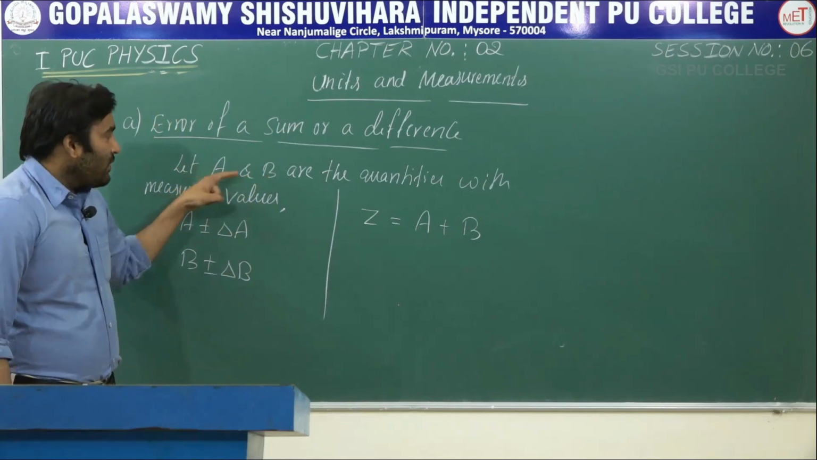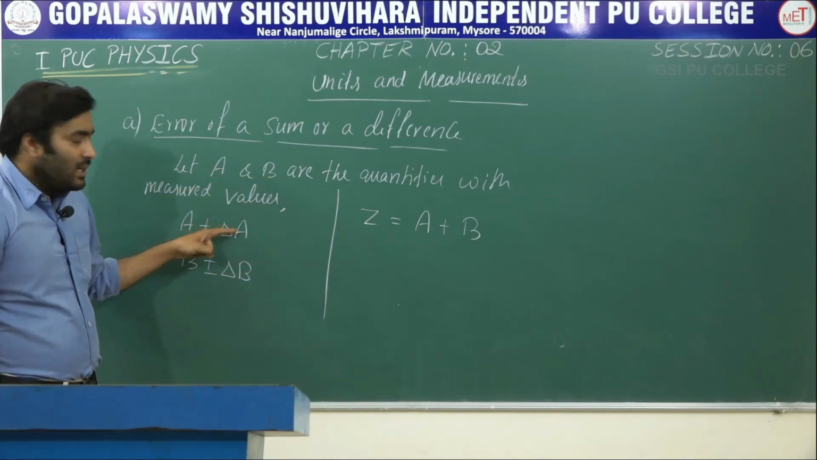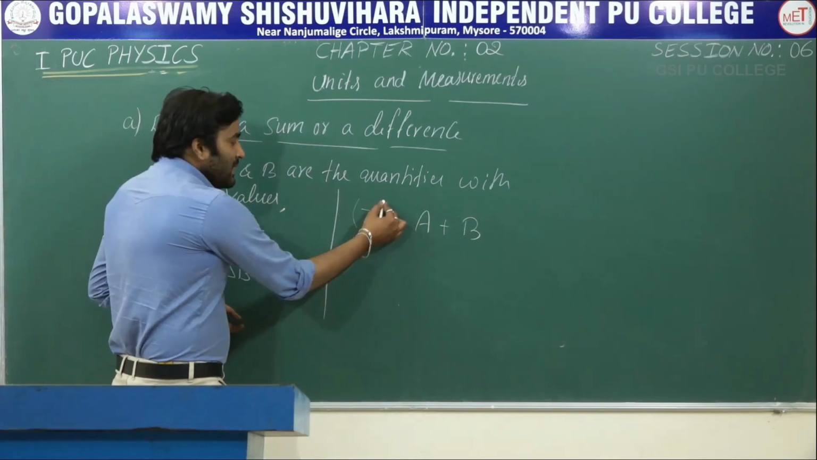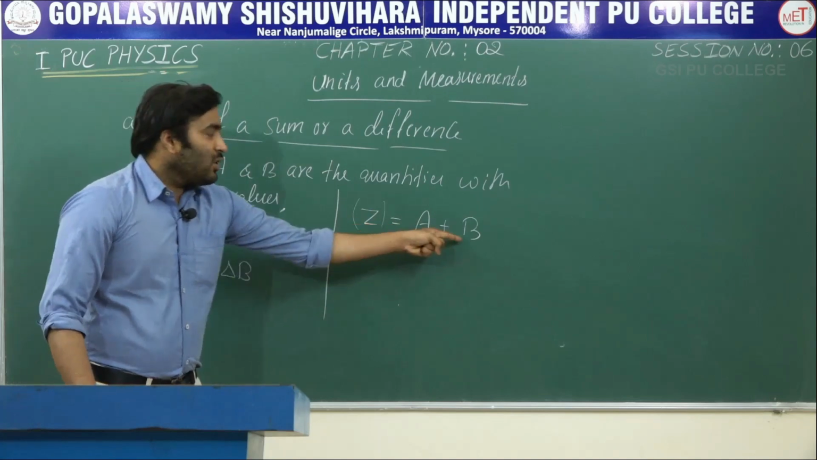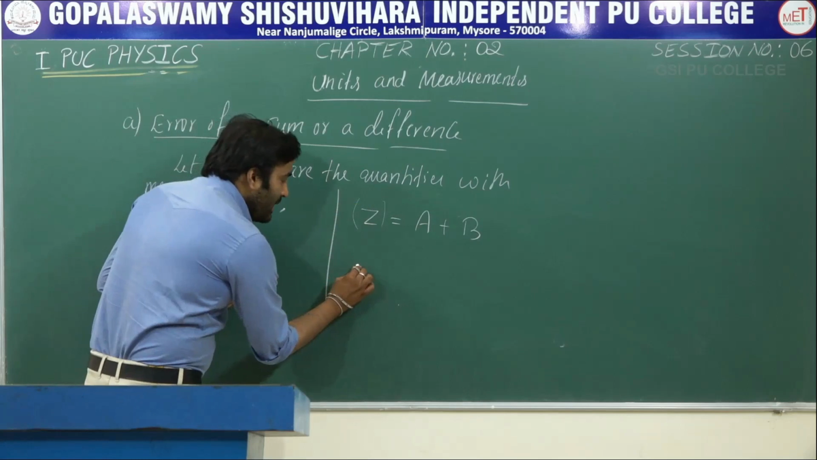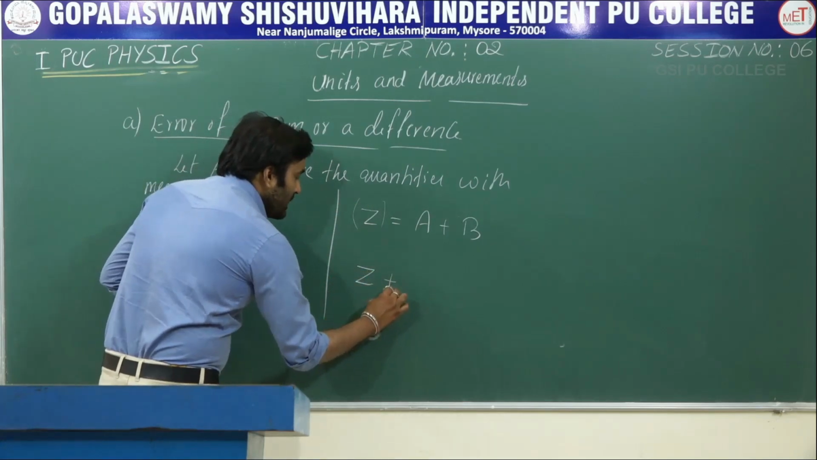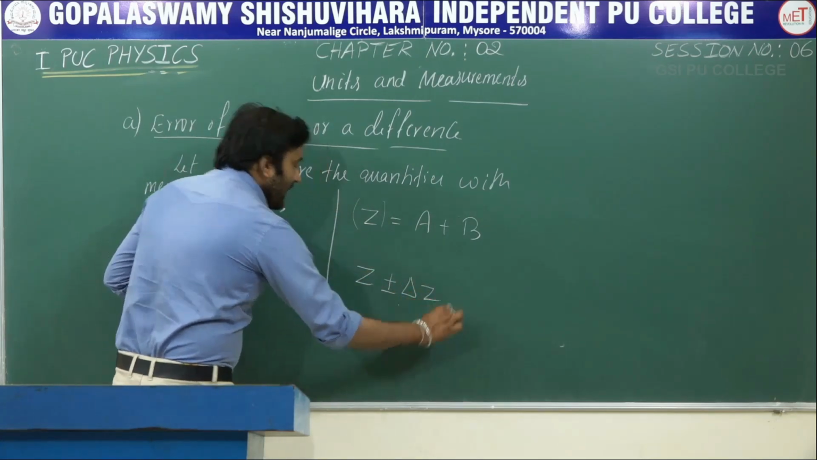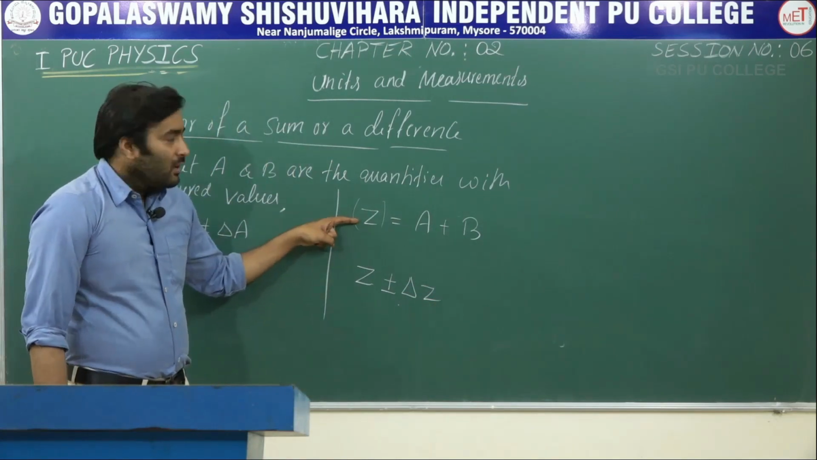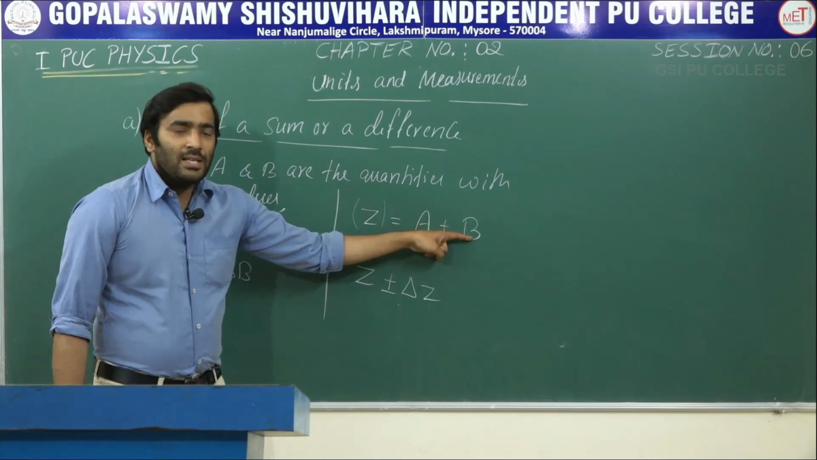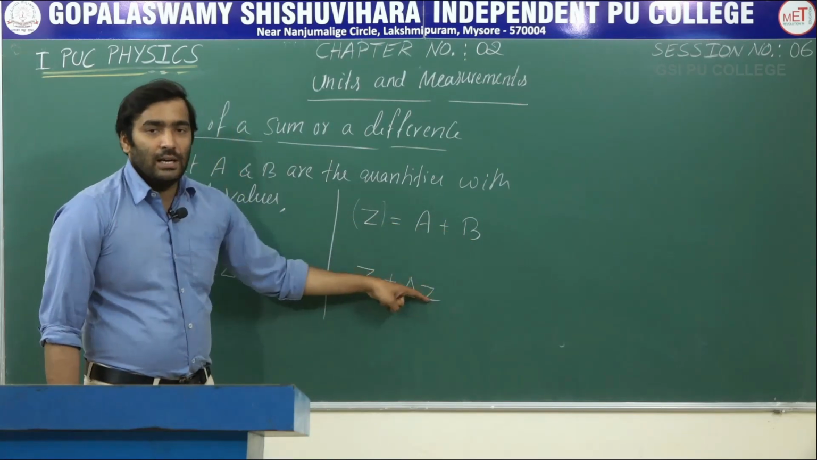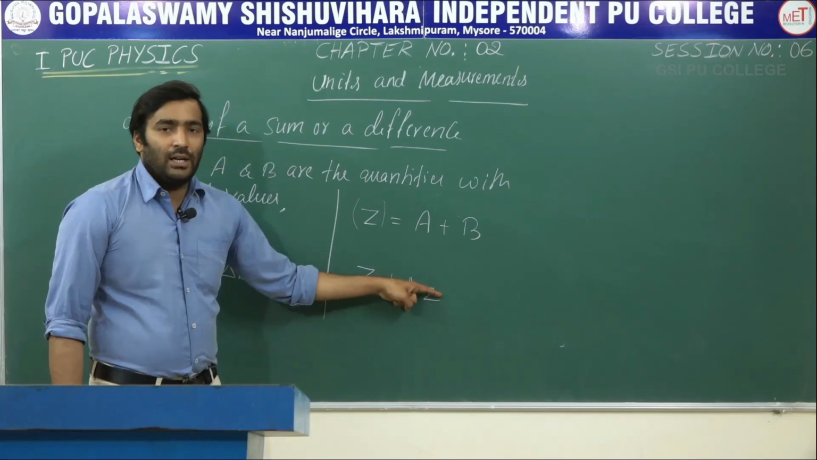So the measured values of A and B are written like this: A plus or minus delta A and B plus or minus delta B. Now Z is nothing but the addition of these two. So this is the final result. The final result Z is now expressed as Z plus or minus delta Z. When we add these two quantities, the final result also involves an error, an absolute error of delta Z.